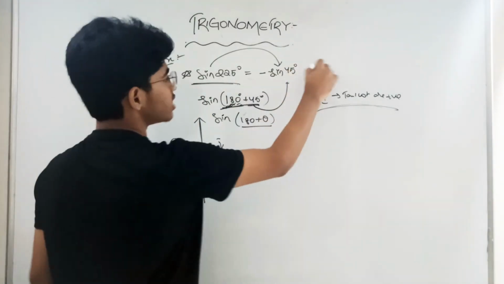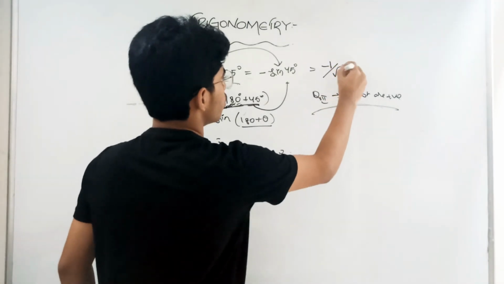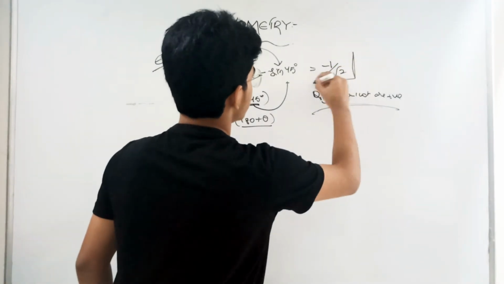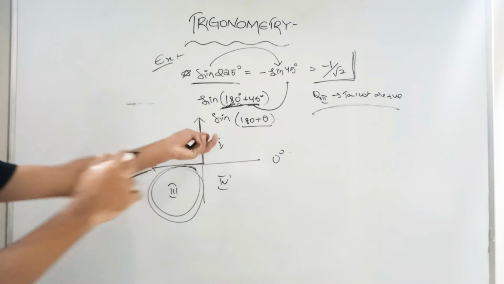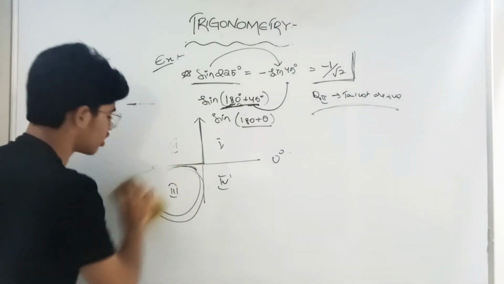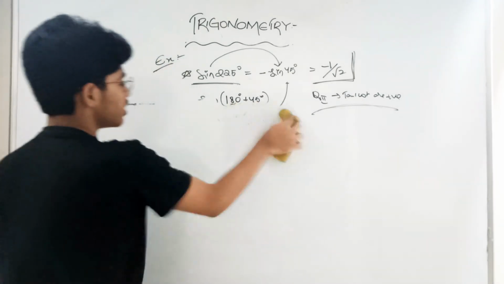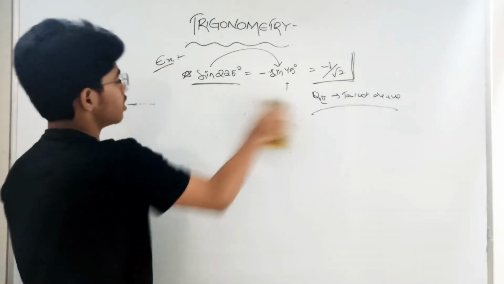Good. So what is sine 45? We know it is 1 by root 2. So it is minus 1 by root 2. So this is the value of sine 225 degrees. We got it, right? Once we check the concept, because I feel that without the concept it will be a bit of a blindfolded task.